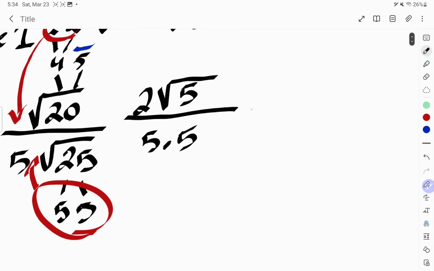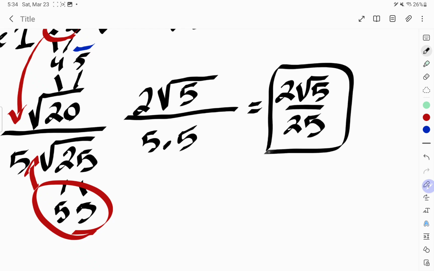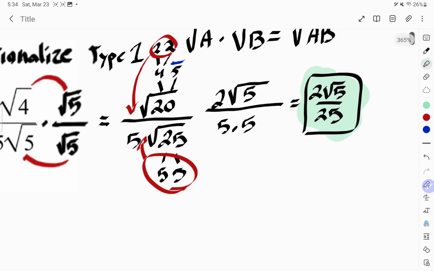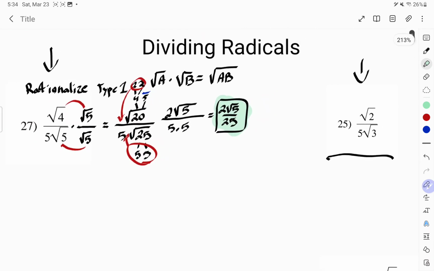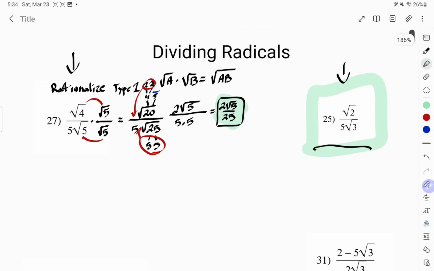So it's just going to be on the bottom, 5 times 5, which if we multiply, it's going to give me 25. This is my answer for the first problem. Pretty easy, okay? So that's the answer for the first problem. Like I said, you guys can go ahead and try this one.